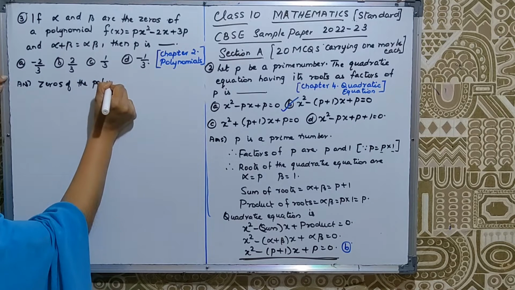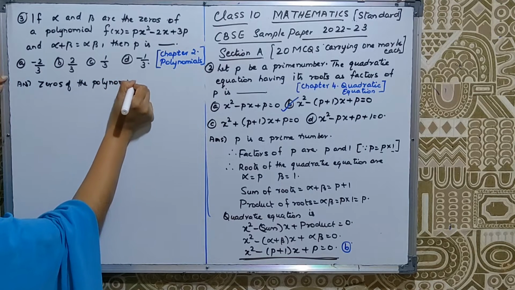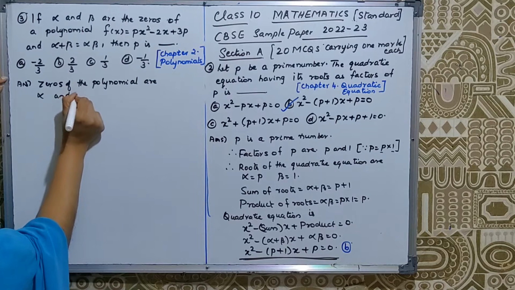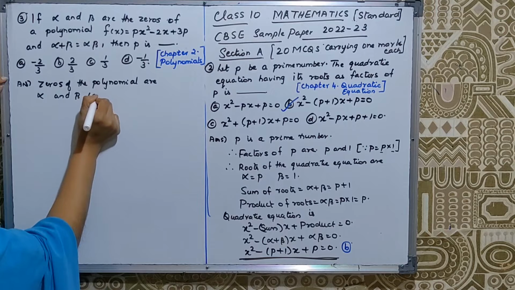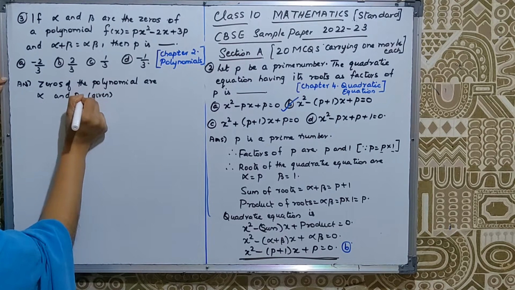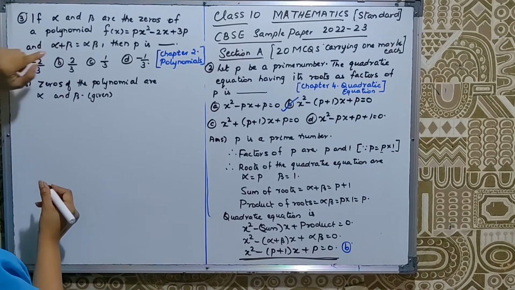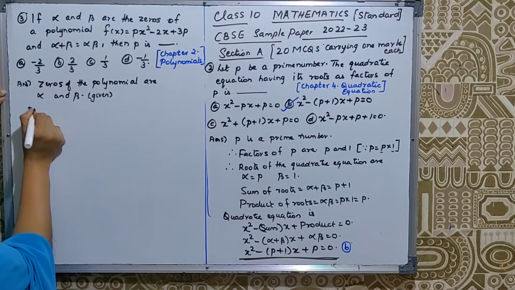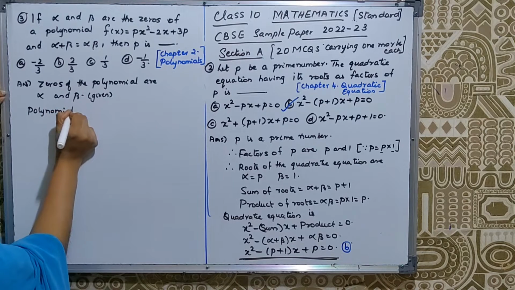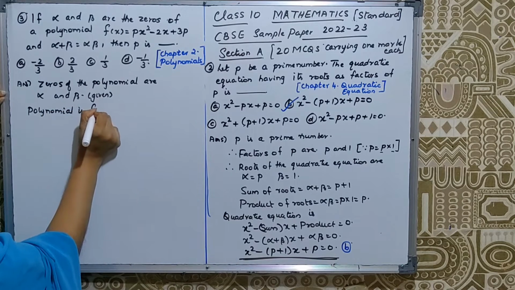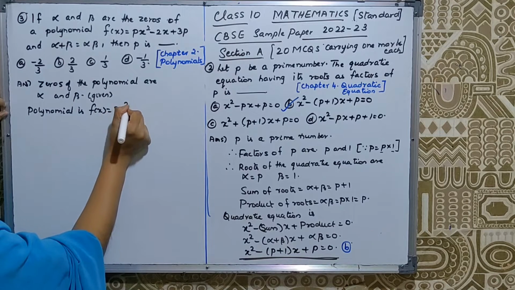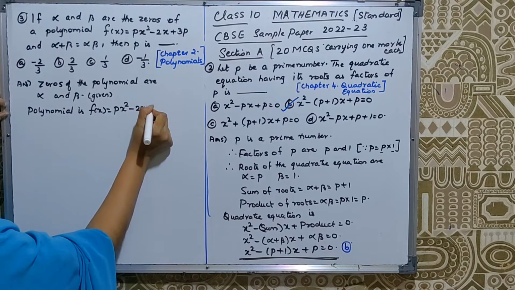The zeros are alpha and beta. It was given in the question. Alpha and beta. Now we'll write the polynomial. Actually it is a quadratic polynomial. Polynomial is f of x equal to px squared minus 2x plus 3p.